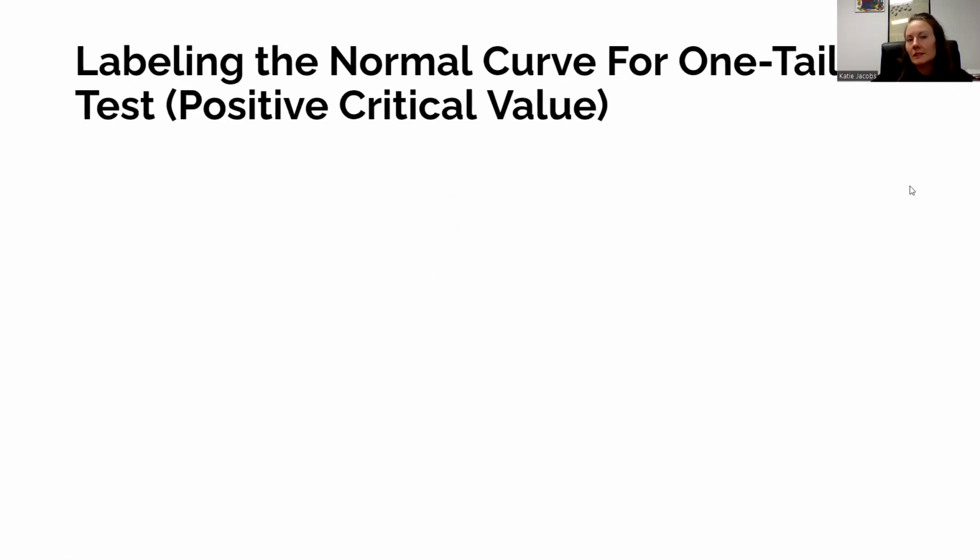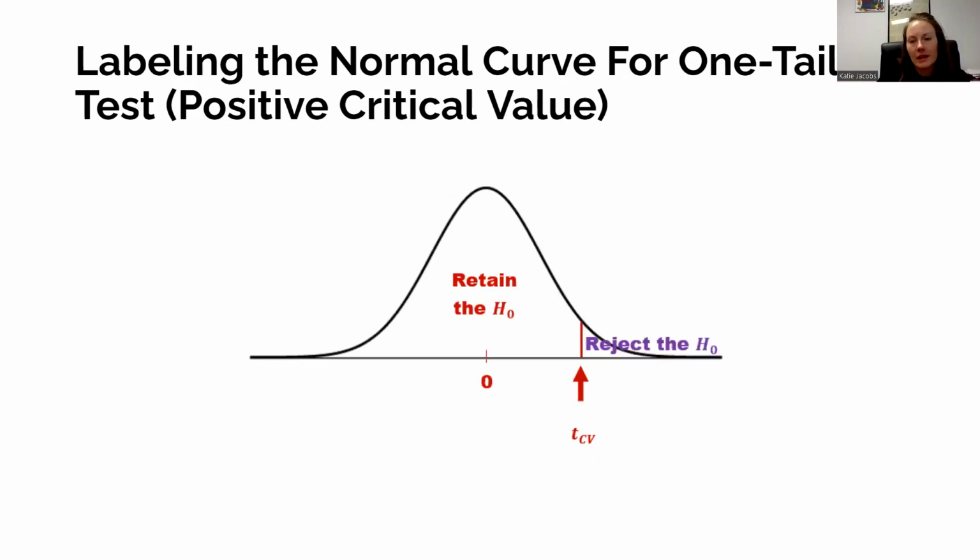Labeling the normal curve for a one-tailed test where we have a positive critical value. Where do we determine if we have a positive or negative critical value again? If you said, look at the research hypothesis, you're correct. All right. So here we see that if we said in our research hypothesis that one group was significantly greater than another group, we have a positive critical value, which puts it to the right of 0. We only have one. We know that our critical value separates the two decisions that we can make, whether we retain the null hypothesis or we reject the null hypothesis.